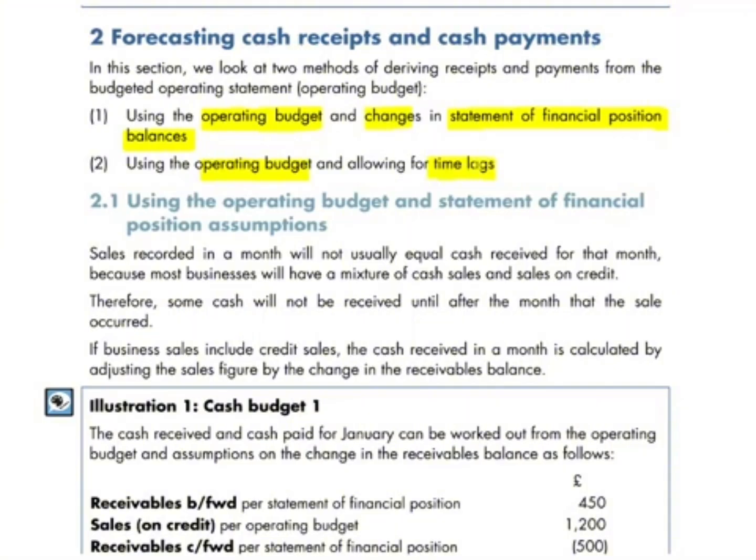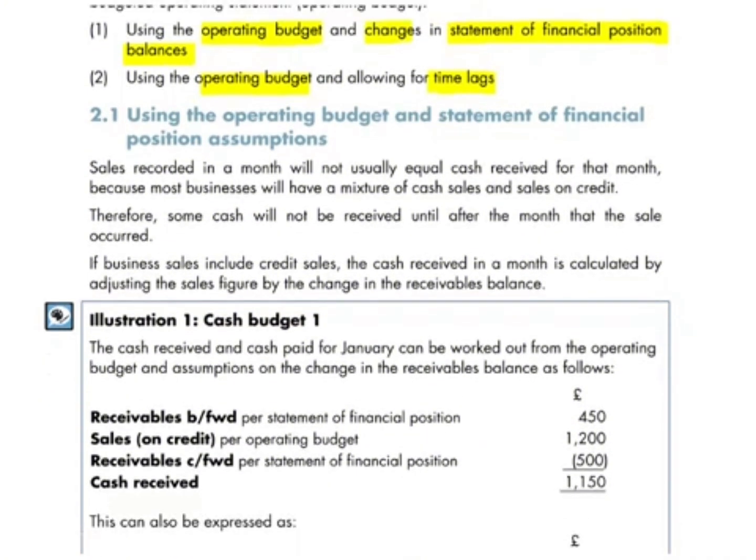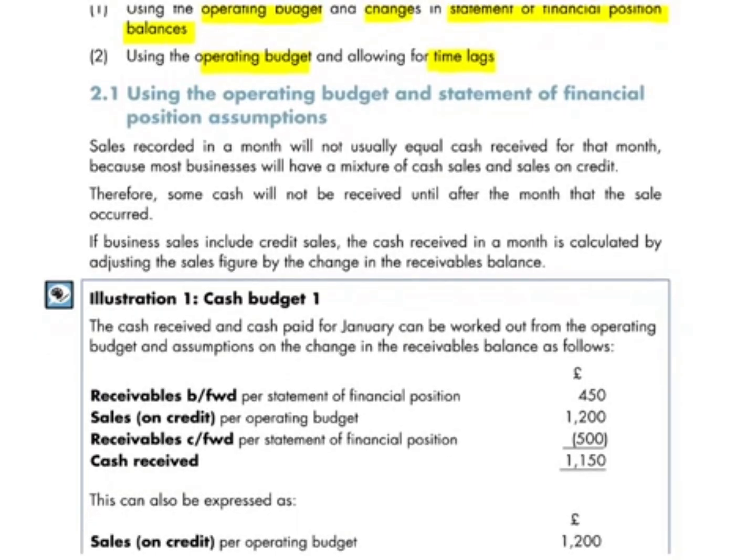Both of those methods are in your budgeting syllabus, and both of those methods can be assessed in your assessments. However, using the operating budget and the changes in statements of financial position balances is often the most common method that the budgeting assessment takes to pulling together the cash budget. So that's where we'll start, how to use the operating budget and the statements of financial position assumptions to pull together the overall cash budget.